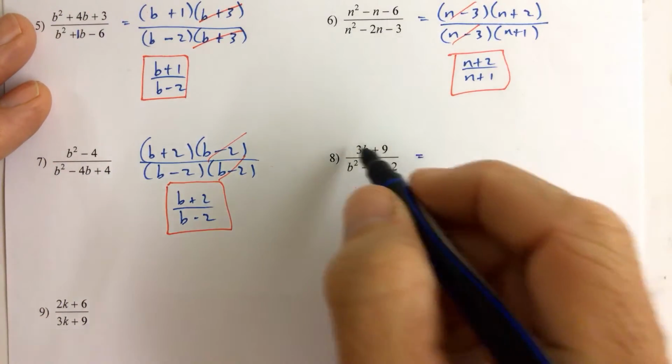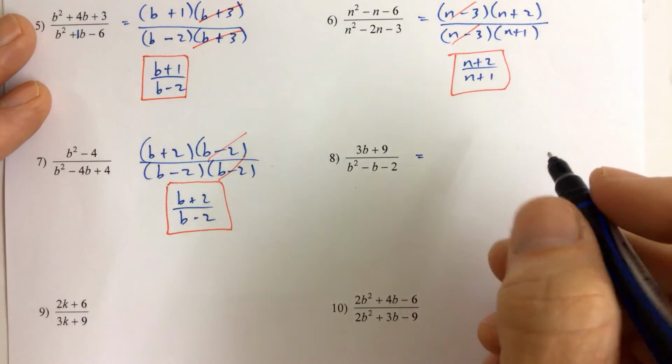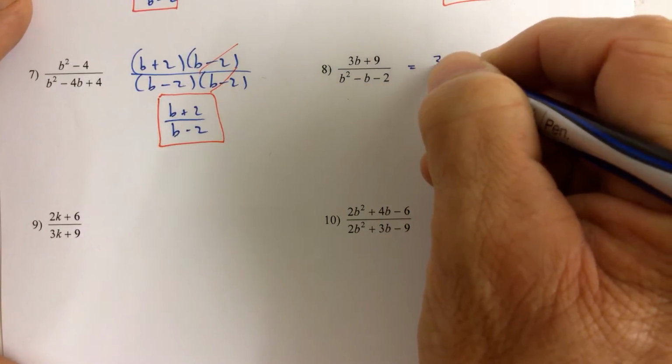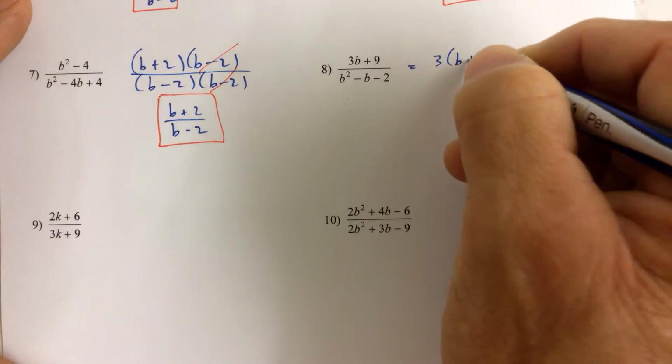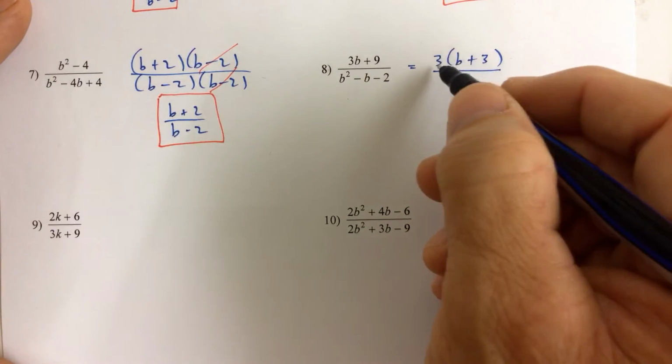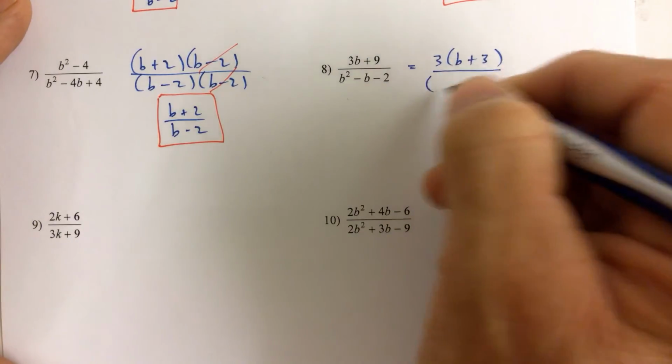Number 8, we have two terms. That's not going to be the FOIL method unless it's the difference of squares. But these two terms here, we can see we have a common factor of 3, and we factor out a 3 and we get 3 times the quantity b plus 3. So 3 and b plus 3 are the two factors in the numerator.